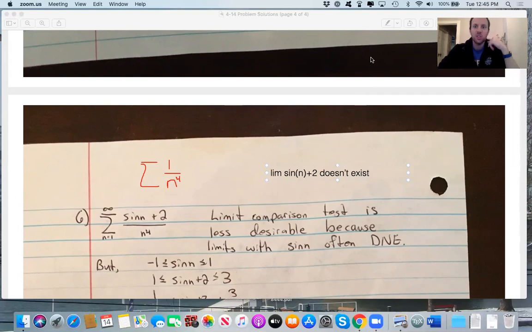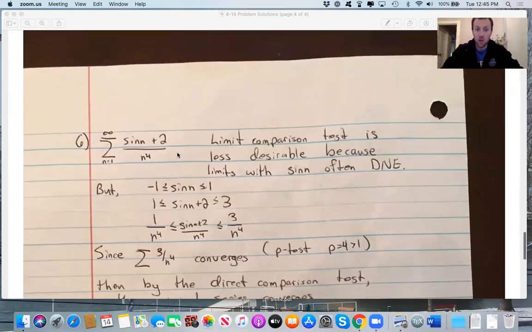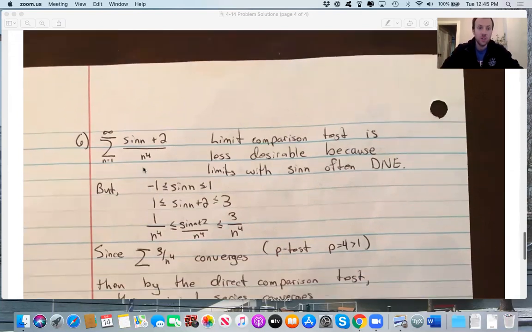And with trig functions, it's often better to try to use a direct comparison, because of sort of squeeze theorem-like thinking, at least as far as the inequality goes. You start with an inequality. Sine is always between 1 and -1. So adding 2 to everything, we get that sine of n plus 2 is between 1 and 3. And then the terms of this series we're looking at are between 1 over n to the 4th and 3 over n to the 4th.